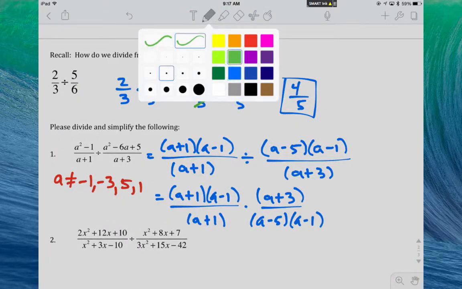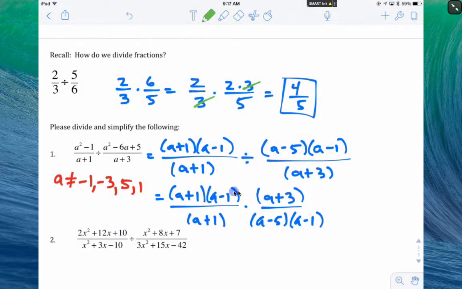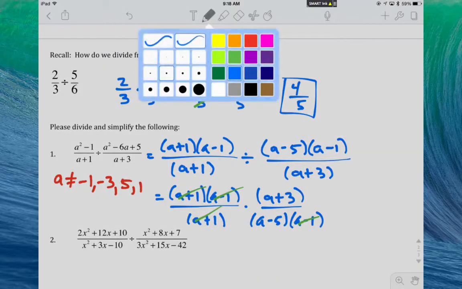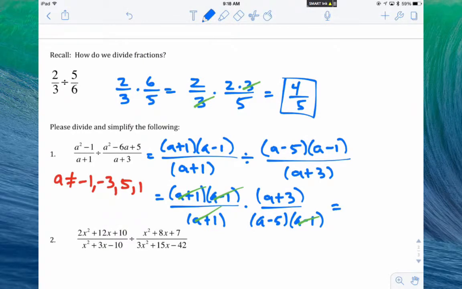Now we're going to look for simplifying opportunities. I see an a minus 1 in our numerator and denominator. I see an a plus 1 in our numerator and denominator. And so I think our final result in this case will be the rational expression (a plus 3) over (a minus 5). Of course, with these variable restrictions. So that's the big difference between these rational expression division problems and multiplication problems, but as long as you're on top of these variable restrictions, you're going to be good to go.